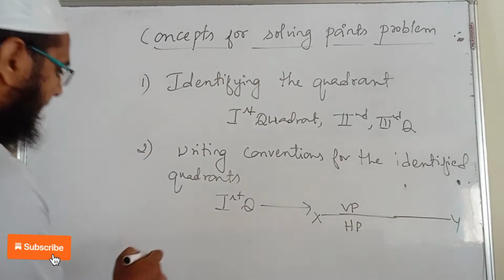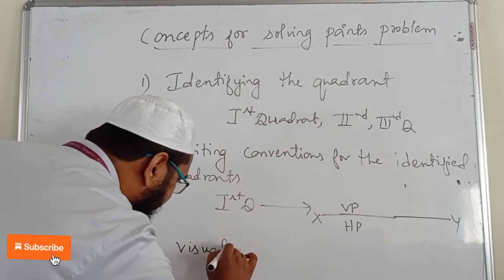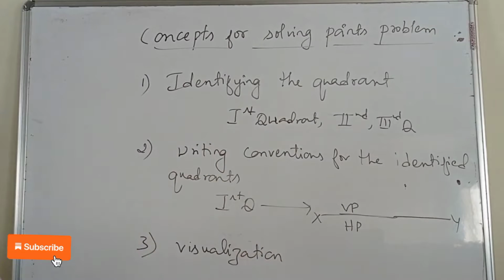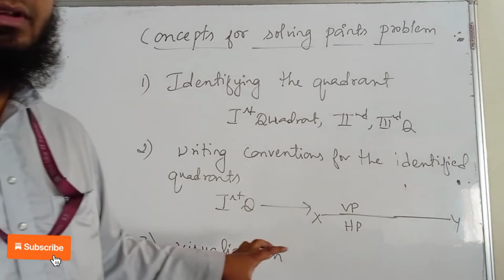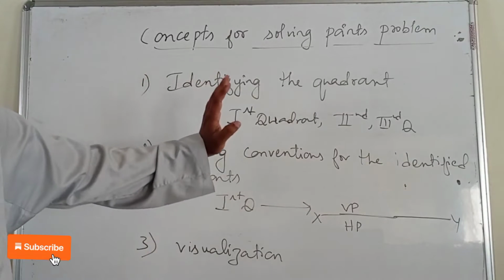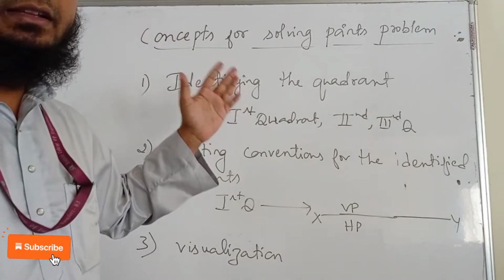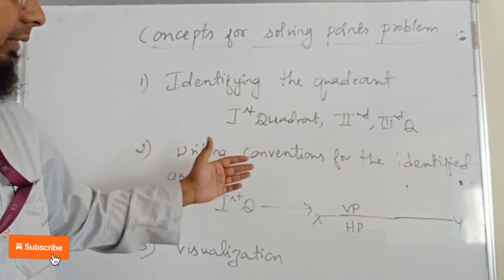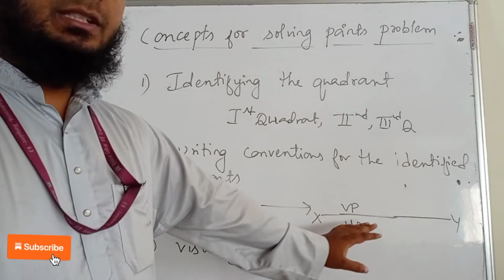Now we come to the third concept, that is visualization. Visualization is a very important concept, so we will discuss it deeply. You now understand there are three basic concepts for solving the points problem. One is identifying the quadrant, whether the point lies in the first, second, third or fourth. Next, with respect to the quadrant, we write down the conventions in terms of HP and VP with respect to the XY line.